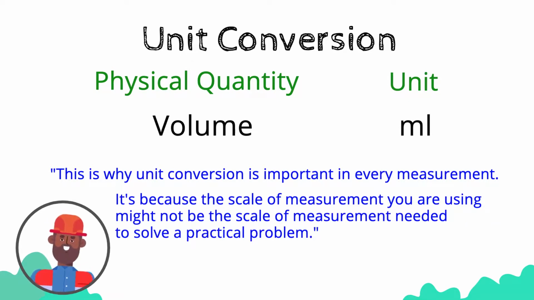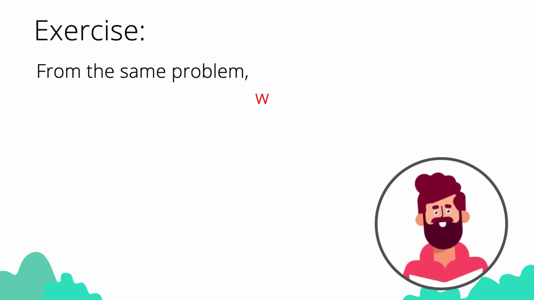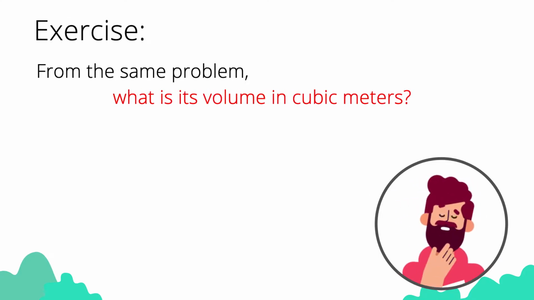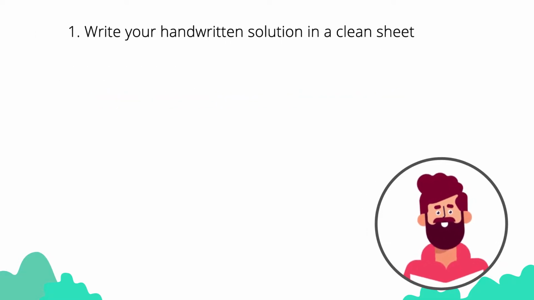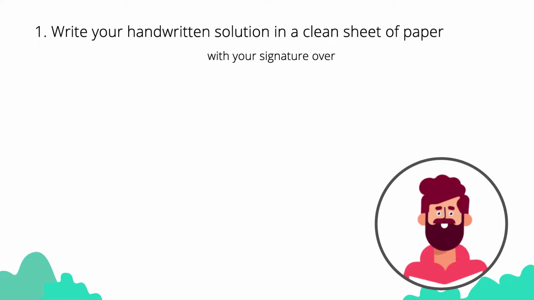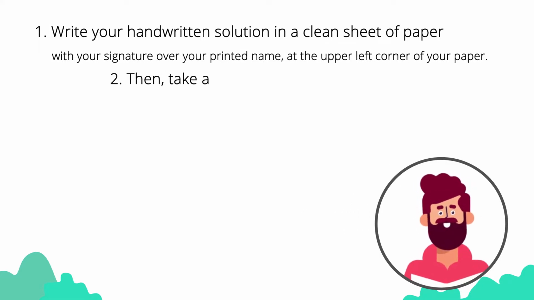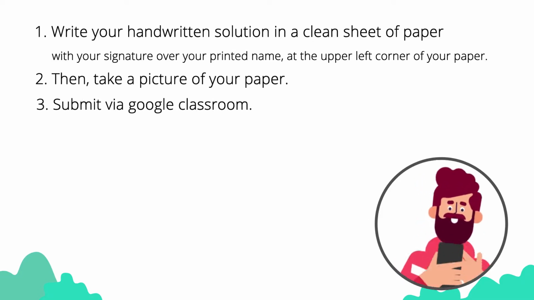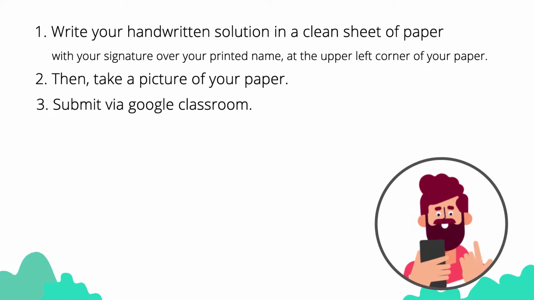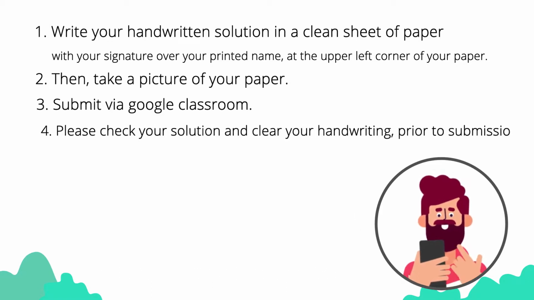For your problem exercise, from the same problem, what is its volume in cubic meters? Write your handwritten solution in a clean sheet of paper with your signature over your printed name at the upper left corner of your paper. Then, take a picture of your paper and submit via Google Classroom. Deadline is posted in your respective Google Classroom classes. And please check your solution and clear your handwriting prior to submission.